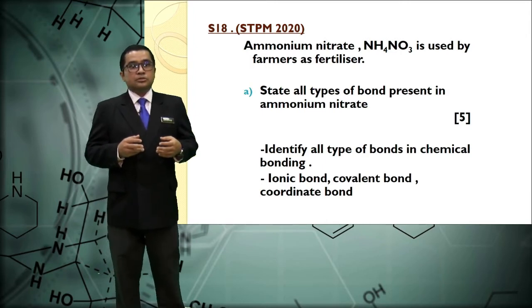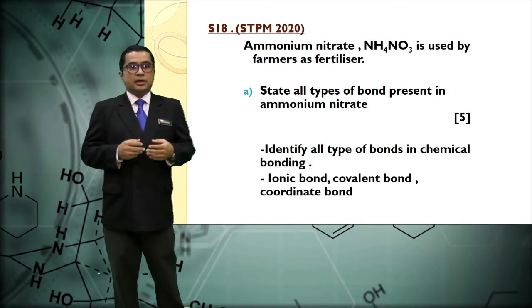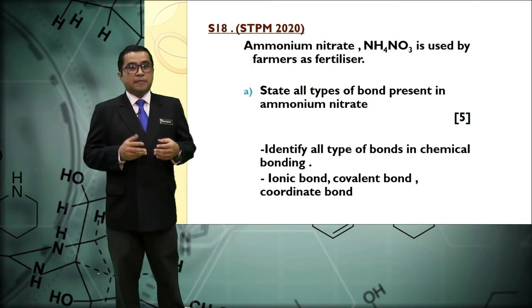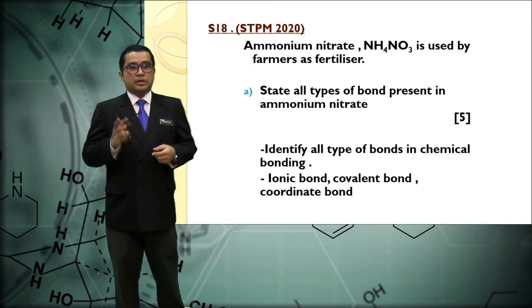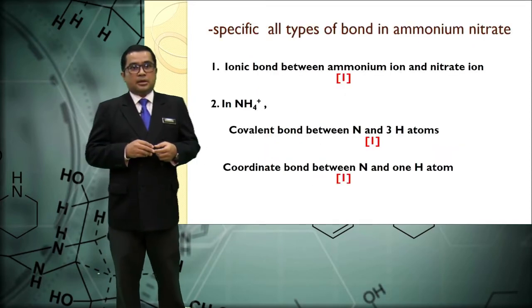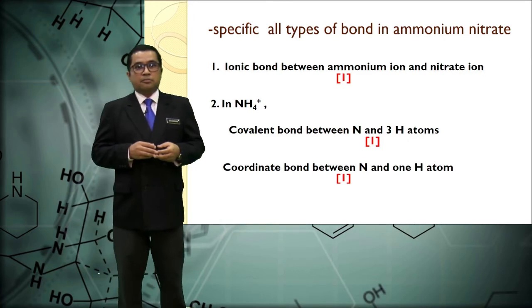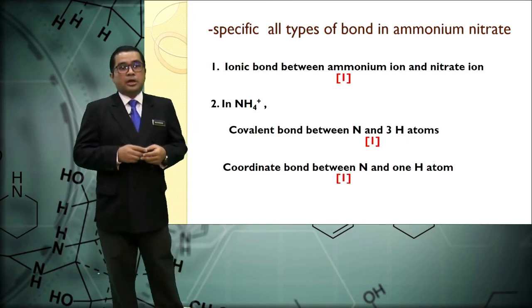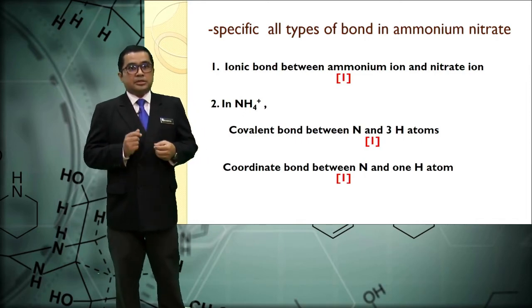Before you are going to answer these questions, you have to identify all types of bond in chemical bonding, for example ionic bond, covalent bond, and coordinate bond. And students, you have to specify all types of bond in ammonium nitrate. Make sure that you specify all the types of bond in ammonium nitrate.